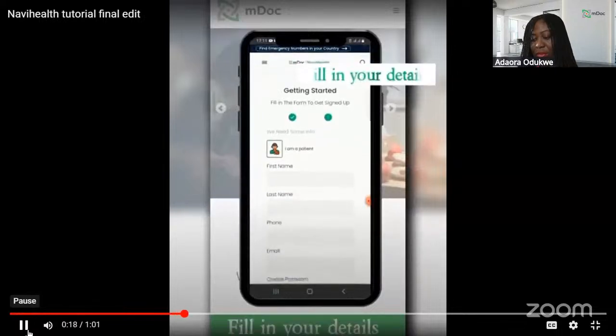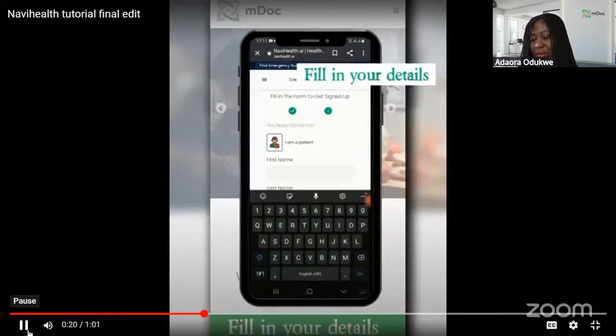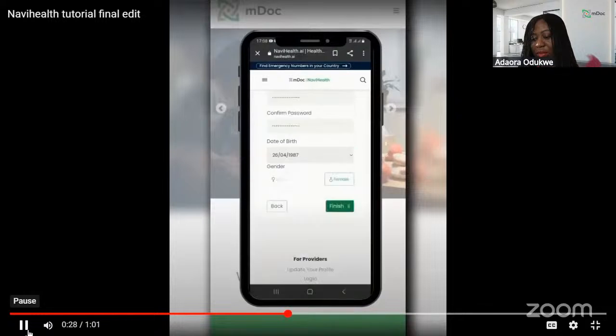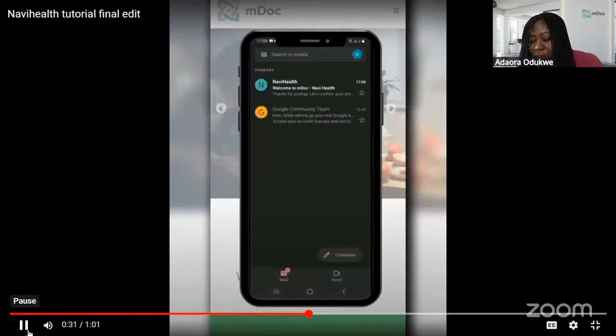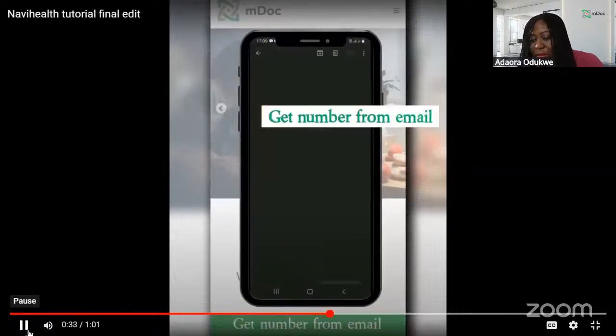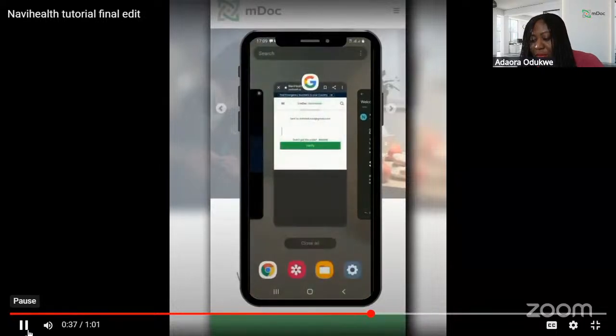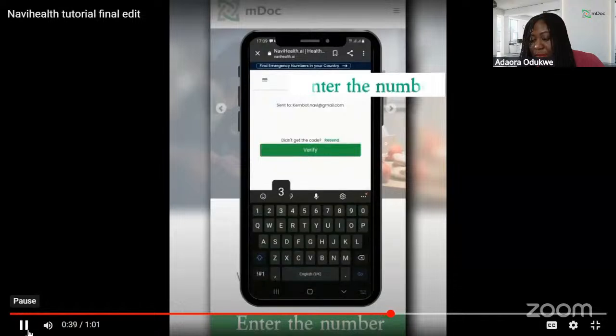Input your details. You can use a registered phone number or email address of choice, but please note that using a registered phone number is compulsory. Make sure to create a strong password. Once you have done that, click on the Finish button to be redirected to input the 6-digit verification code. Get this code sent to your email or your phone number and click the verify button to complete the sign-up process to get started on NaviHealth.